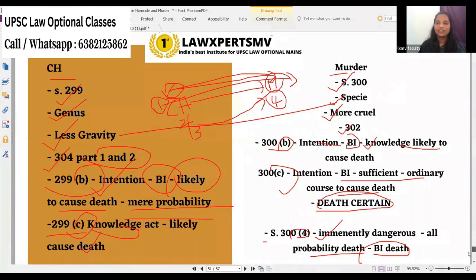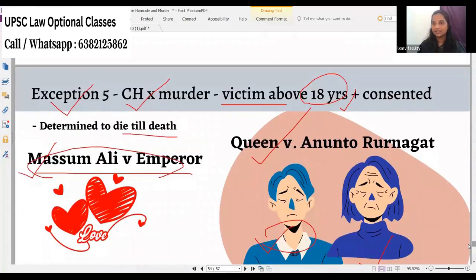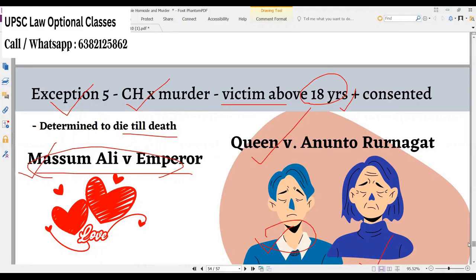Okay. So the final thing is about consent. If the victim is above 18 years and consented to be killed, then the accused will not be charged for murder. He'll be charged for culpable homicide. That's the final exception. Yes, ma'am. Ma'am, exception 4, please.